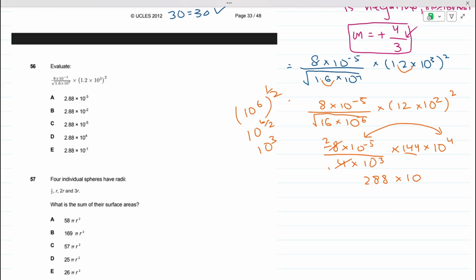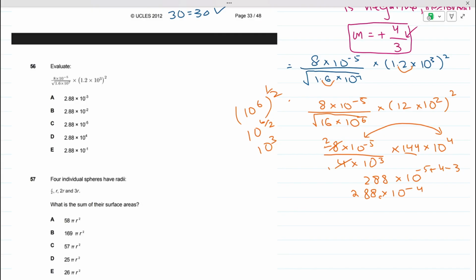So 10 power, because these two things are multiplying with each other, these powers would be added. So minus 5 plus 4, and since this is in the division, this would be subtracted, right? So minus 3. So 288 into 10 to the power minus 4 plus 4 is minus 1, minus 1 minus 3 is minus 4, right?